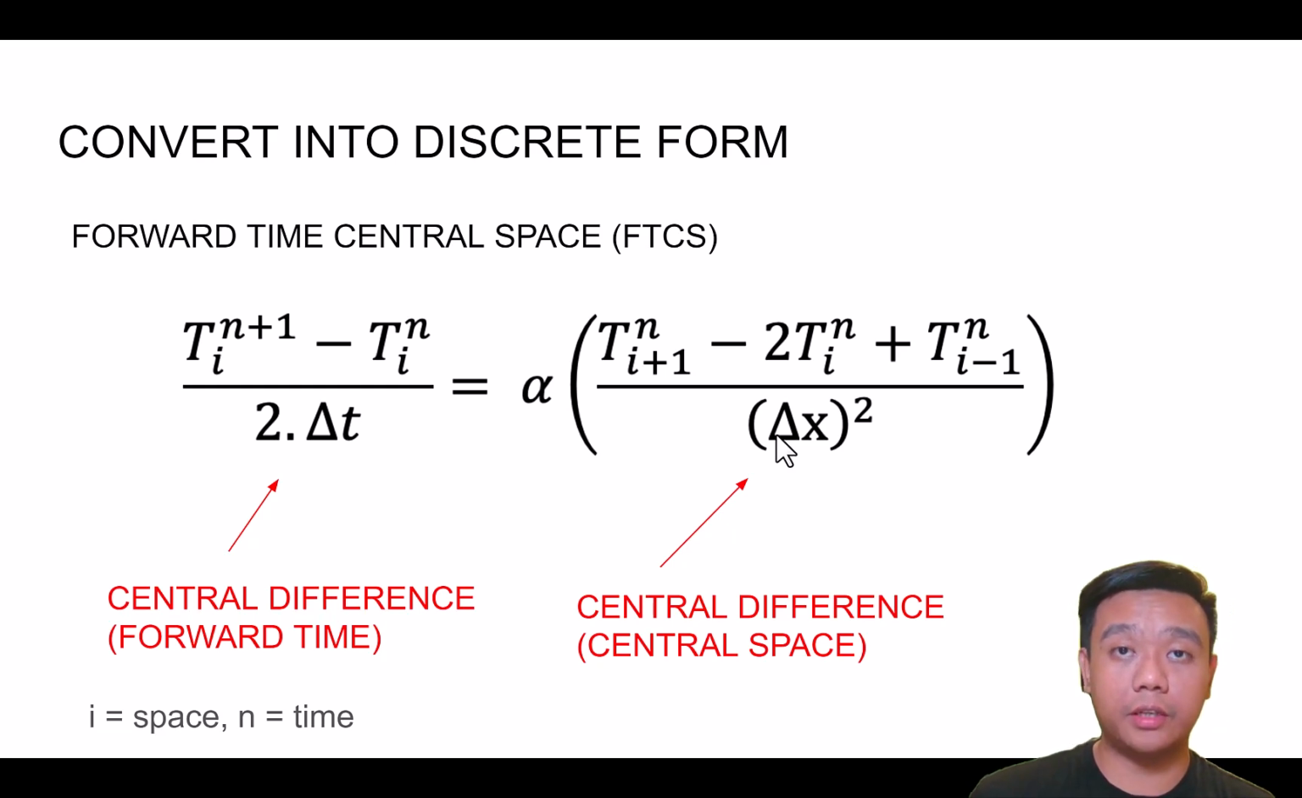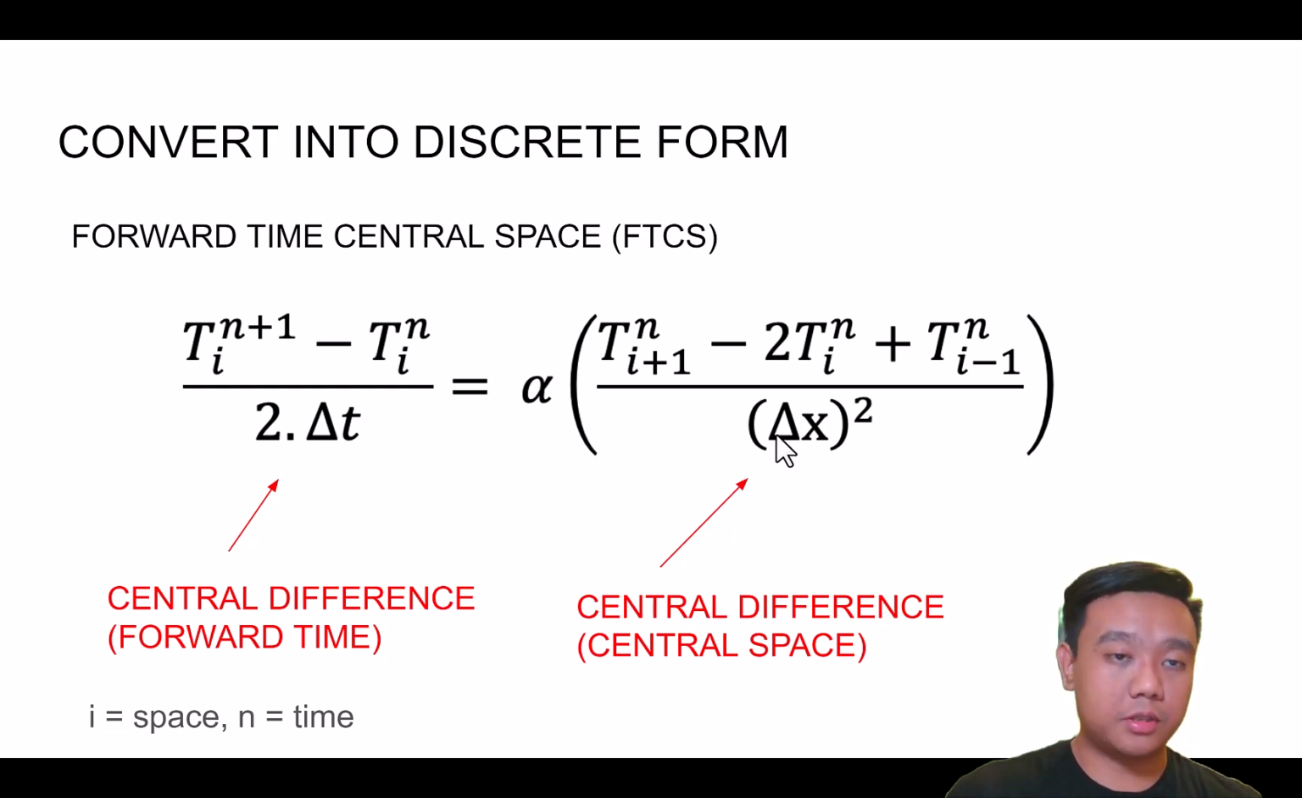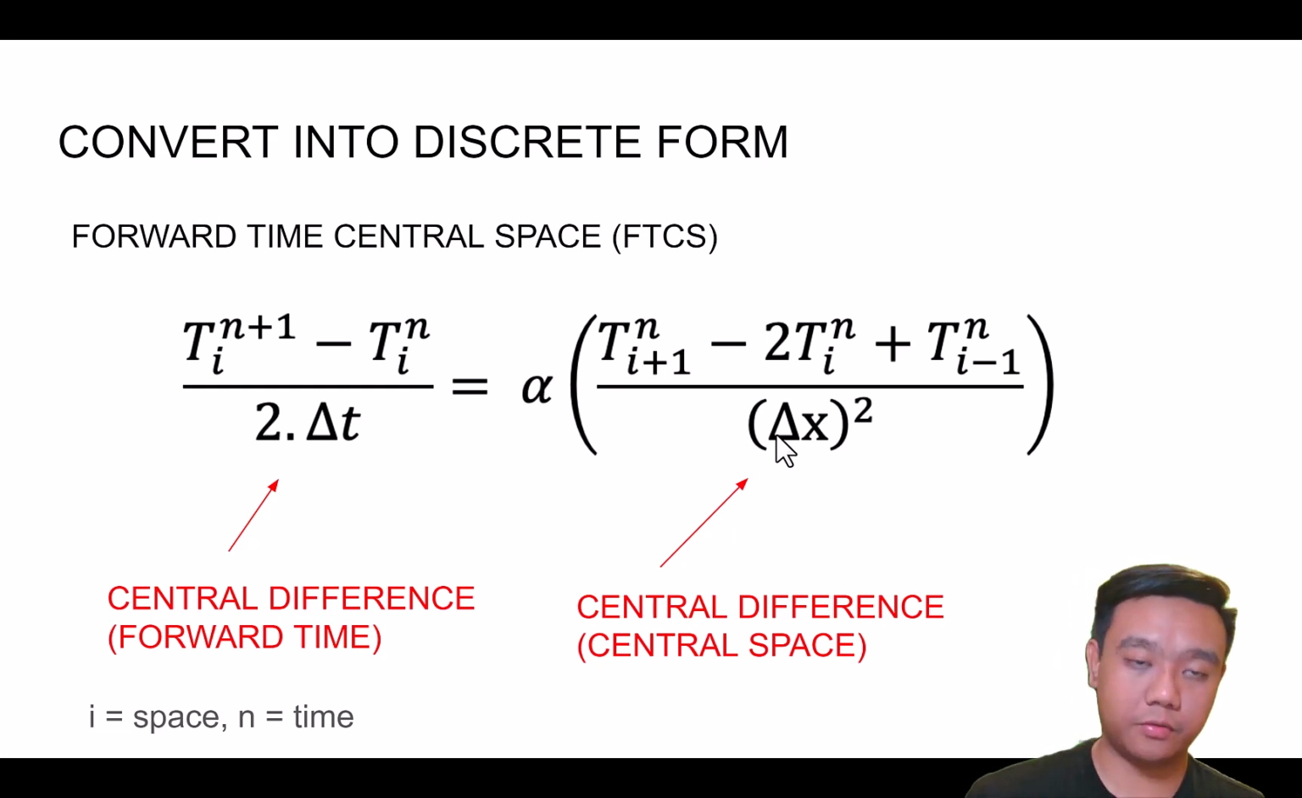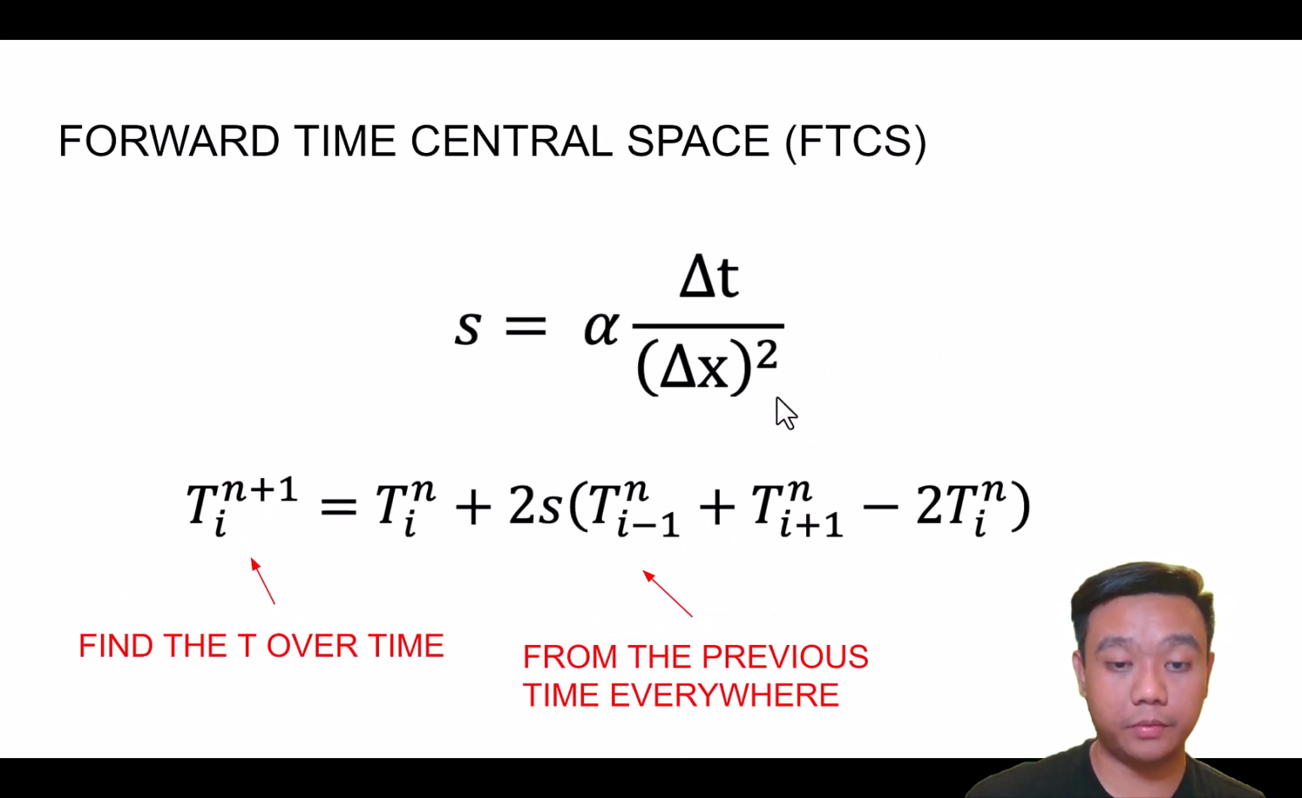Actually, in a real CFD solver, if you make a mesh or use adaptive time control, delta x and delta t will not be constant. But for this simple problem, we will assume that delta x and delta t are constant everywhere.